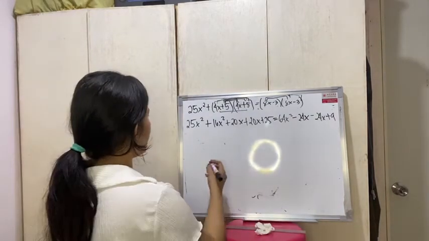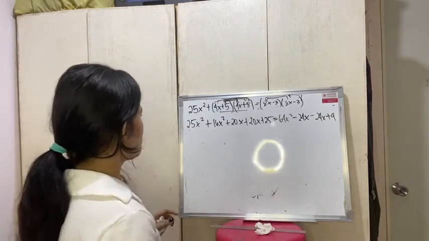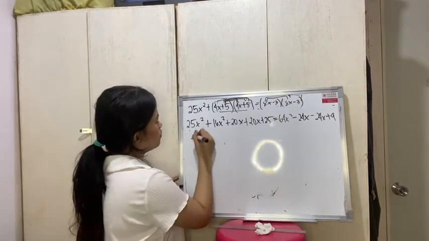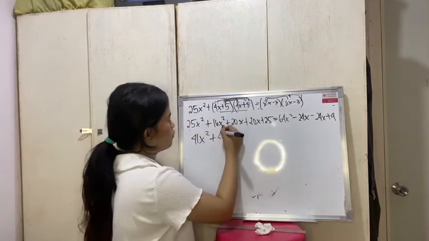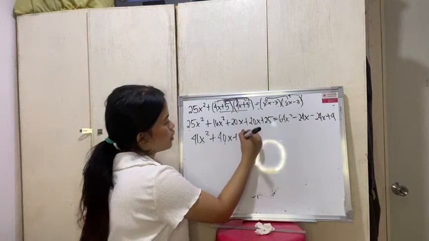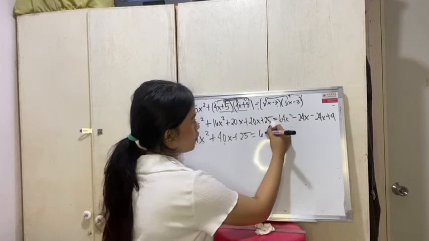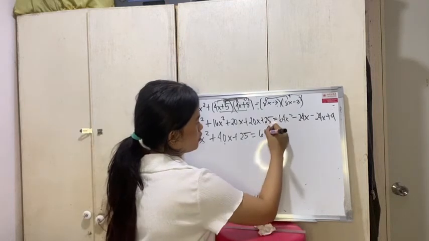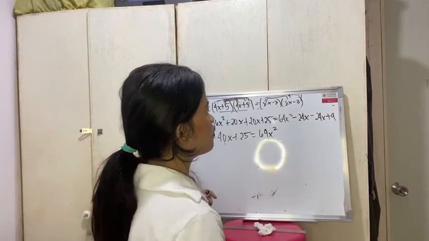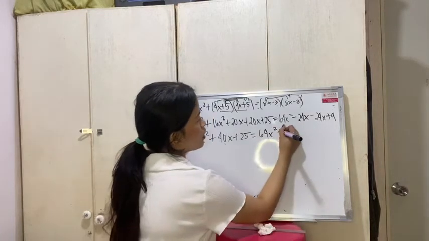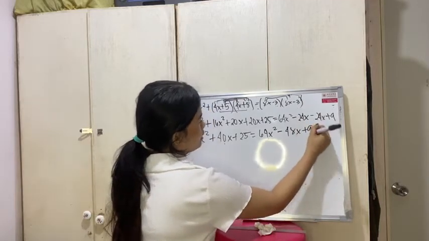So on this side, 25x squared plus 16x squared is equal to 41x squared, plus 20x plus 20x is equal to 40x, plus 25. So on this side, 64x squared, negative 24x plus negative 24x is equal to negative 48x, plus 9.